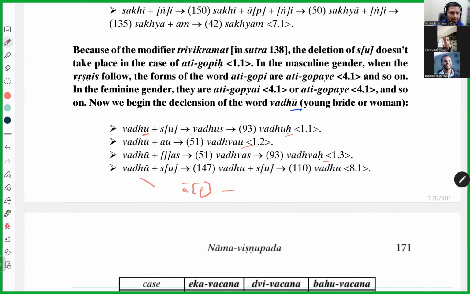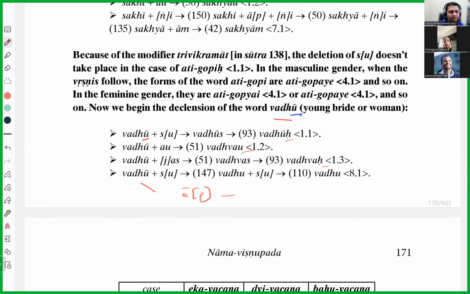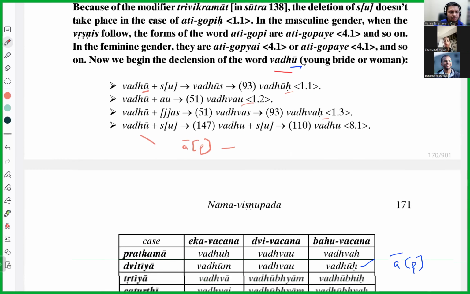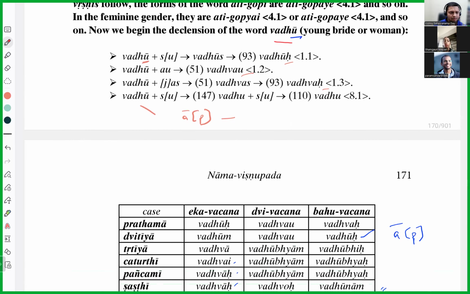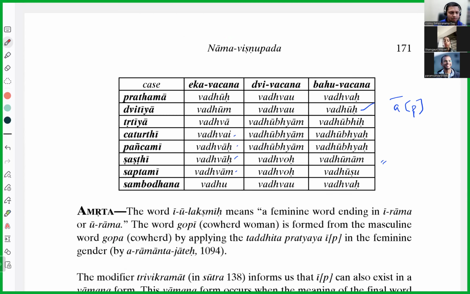Then the next word is Vadhu with a long U. This is also a Gopi Shabda because EU Lakshmi Gopi Sangya, right? So this is also a Gopi Shabda. We will do the declension in a similar way. So Vadhu, Vadvau, Vadva, ityadi.